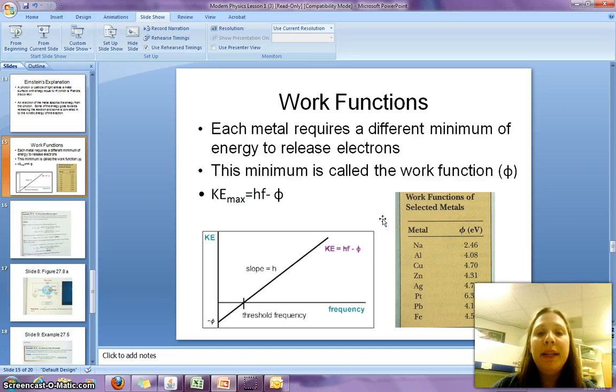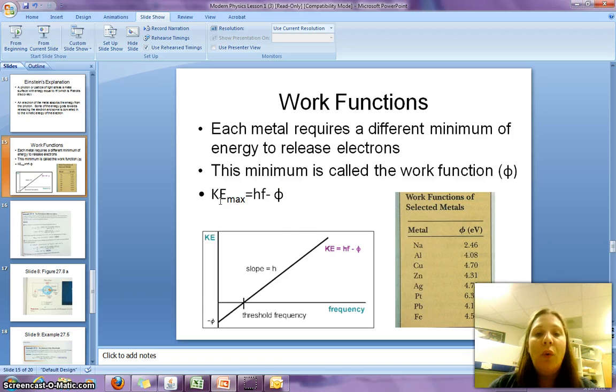So it would make sense that if the total energy of the photon is converted into the work function, the energy to remove the electron, and the kinetic energy of the electron, then we have this equation here, where the energy of the photon, hf, minus the work function gives us the maximum kinetic energy.